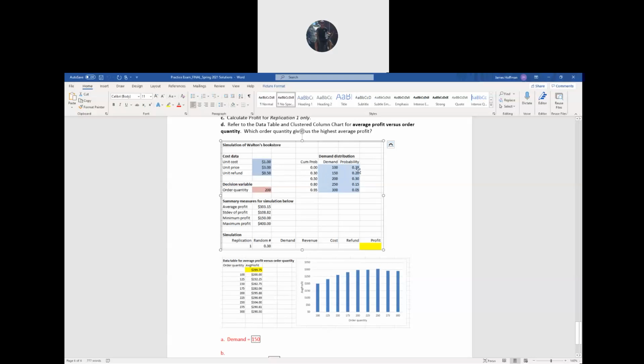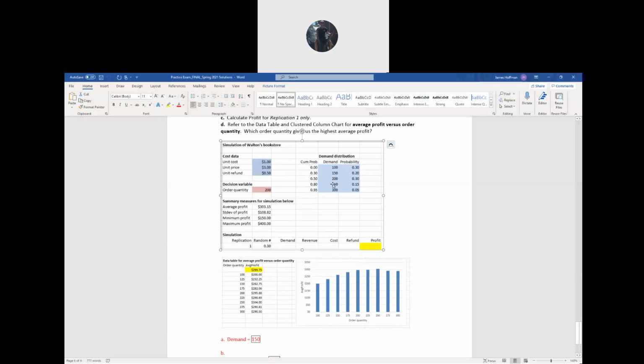So remember, if it's between 0.0 and 0.3, it's 100. If it's between 0.3 and 0.5, it's 150. If it's between 0.5 and 0.8, it's 200. If it's between 0.8 and 0.95, it's 250. And if it's bigger than 0.95, it is 300.